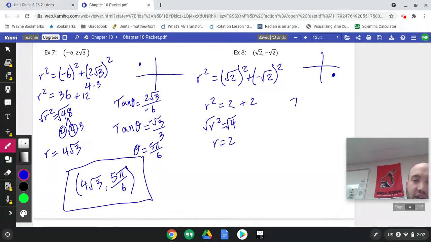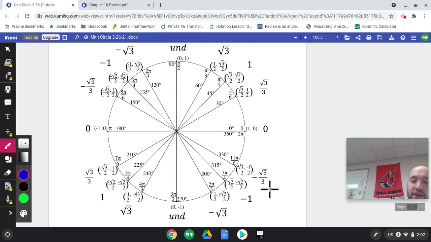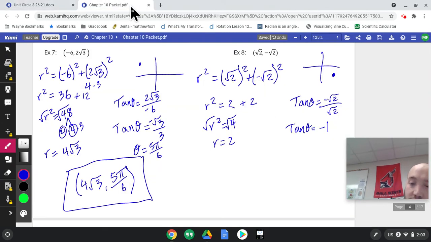Now to find tangent of theta, we just take tangent of theta equals y divided by x. The square root of 2's will cancel, and we will be left with tangent of theta equals negative 1. We know it has to be in quadrant 4, so negative 1 down here in quadrant 4 is 7 pi over 4. So that's what theta equals, and all I need to do now is write this as a coordinate.